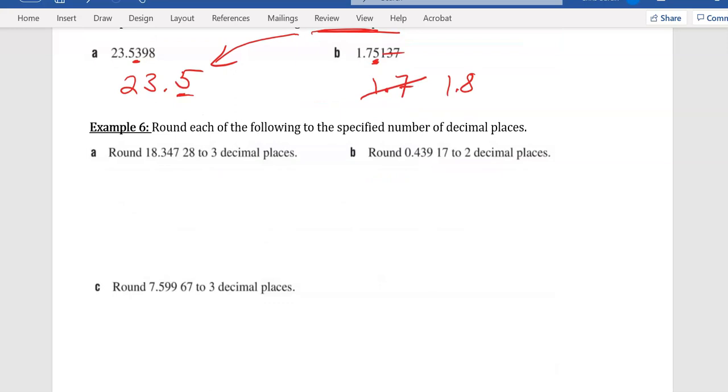Round each of the following to the specified number. So I'm going to round this big number to 3 decimal places, which means I'm going to lop off this one. 18.34. Now I'm going to keep that 7, or am I going to make it 8? It's not going to go down to 6. It's going to stay there. Rounding it down, aha, the critical digit's only 2, so I'm going to keep it there. I've rounded it down, and I ditched the rest of those numbers. I've now rounded that to 3 decimal places.